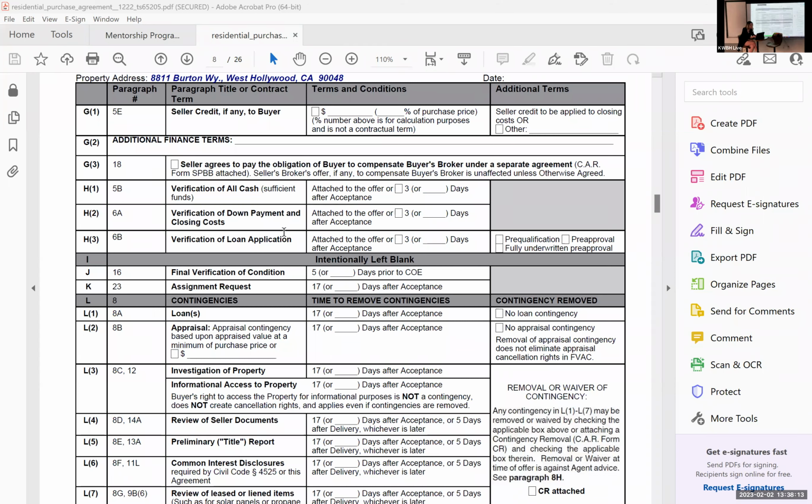All right, section H1, verification of all cash. Right, so if you have an all cash offer, the way our contract is written says that it is attached to the offer. You don't have to change anything. You should never change anything because if you're writing an all cash offer and proof of funds does not accompany that offer, your offer is worthless. No listing agent and seller are going to accept that. They're just not going to. Okay. So the next section, H2, is for verification of down payment and closing costs.